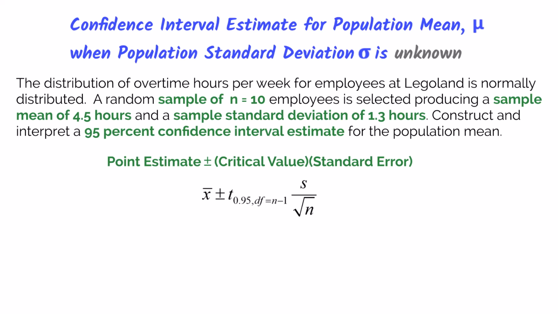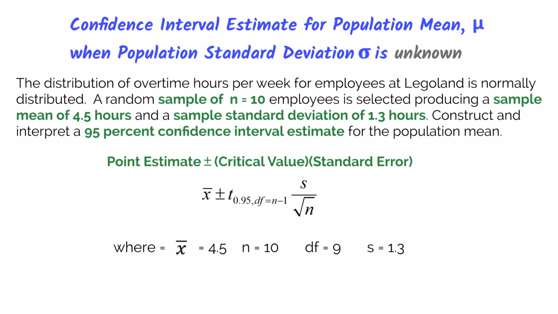The distribution of overtime hours per week for employees at Legoland is normally distributed. A random sample of 10 employees is selected, producing a sample mean of 4.5 hours and a sample standard deviation of 1.3 hours. Construct and interpret a 95% confidence interval estimate for the population mean.